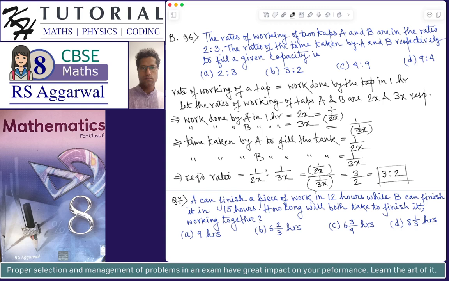So the correct choice is choice B. So the ratio between the time taken by A to completely fill the tank and the time taken by B to completely fill the tank is 3 is to 2. So question number 6, choice is B.